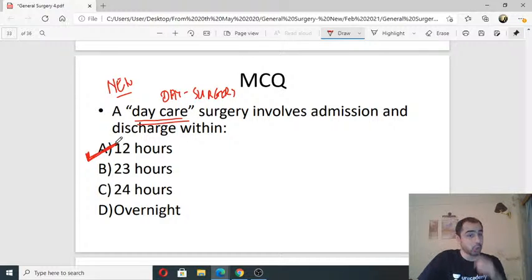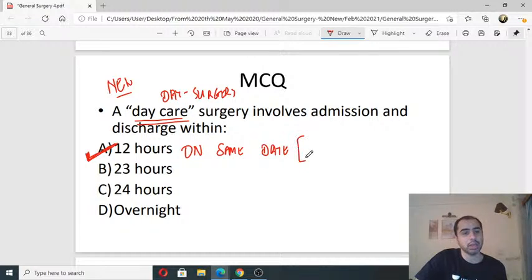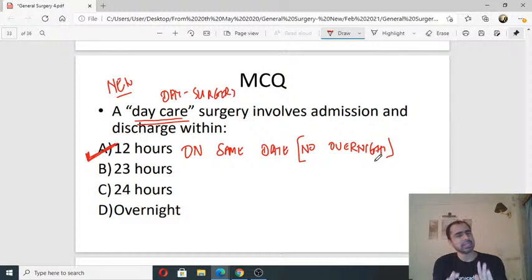Okay, there are 2 points that we need to remember to call something a day surgery. He should be admitted and discharged within 12 hours on the same date. There should be no overnight stay, even if it's less than 12 hours. Okay, what does it mean? Day surgery means you come in the morning, say at 8 o'clock, your surgery happens at 10 o'clock, and you are discharged by 5 or 6 in the evening, within 12 hours.